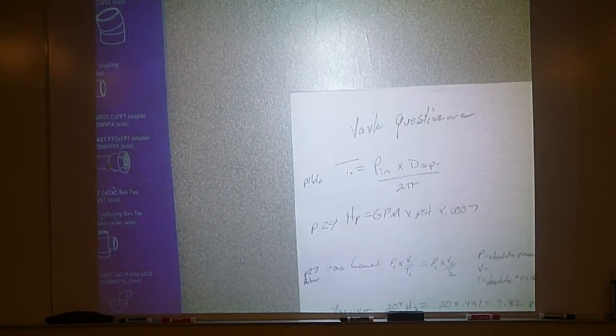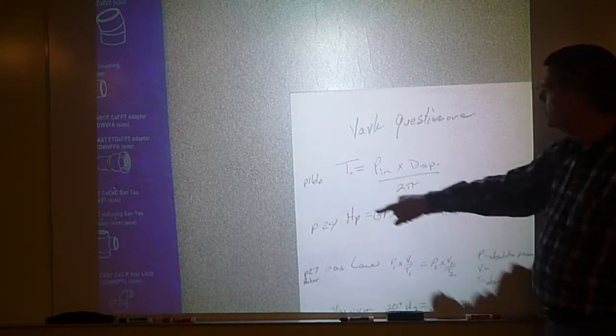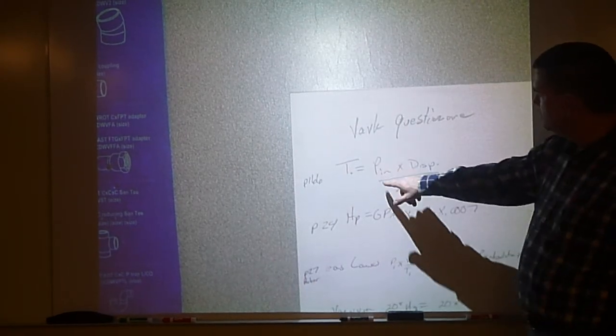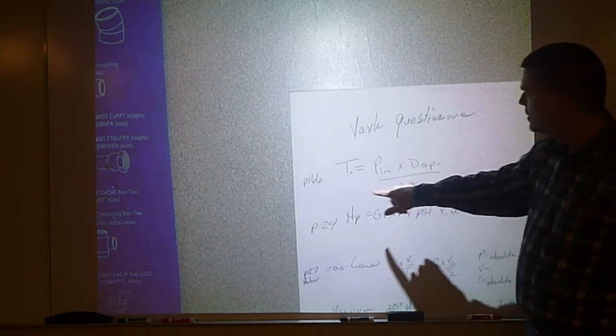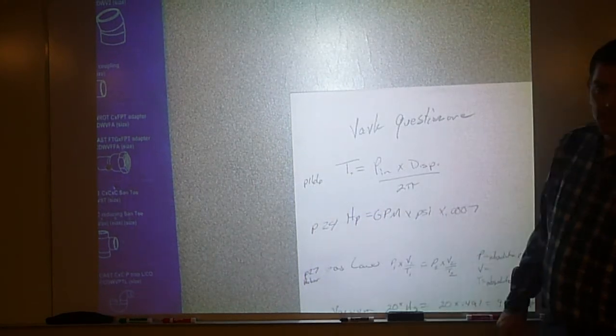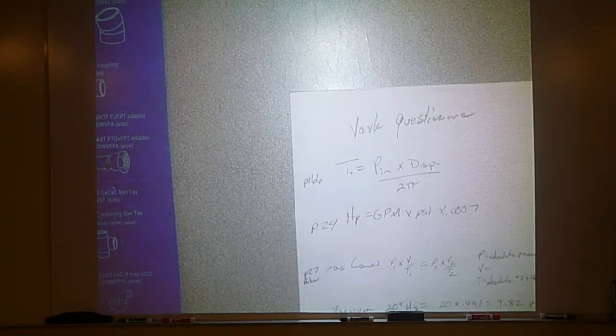Next question on here has to do with the displacement of a die height motor. It is 50.27 cubic inches per revolution. What's the working pressure at 1500 psi? What kind of torque will it make? So, torque equals pressure times your displacement divided by 2 pi. The equation's on page 166 in the hydraulic book.